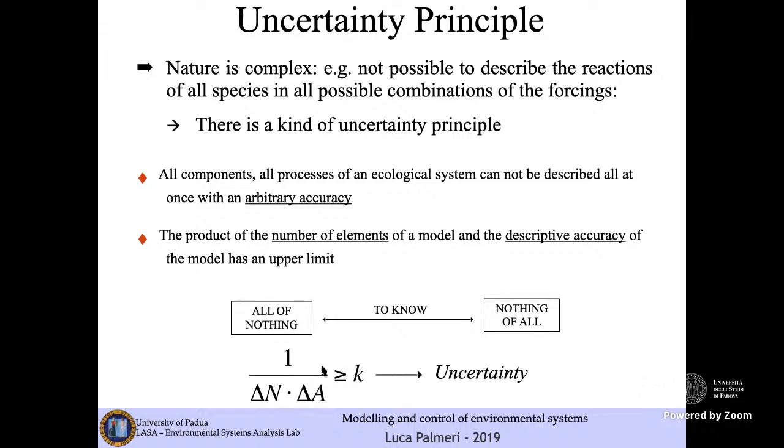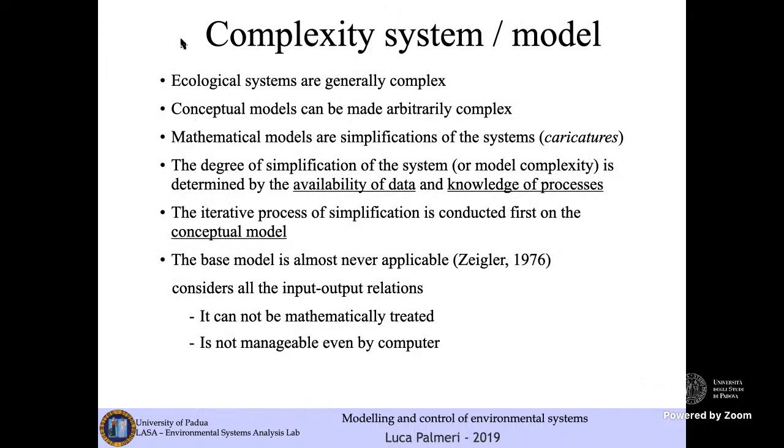This means that if the number of elements increases, then I will have to reduce the accuracy of my description. If you think of the Heisenberg principle, which stated that we cannot describe simultaneously with the same accuracy the position and the speed of a particle, you see that the parallel is quite striking. It is quite evident. So we are faced with the problem of evaluating the complexity of a system or of a model I employ to describe this system.